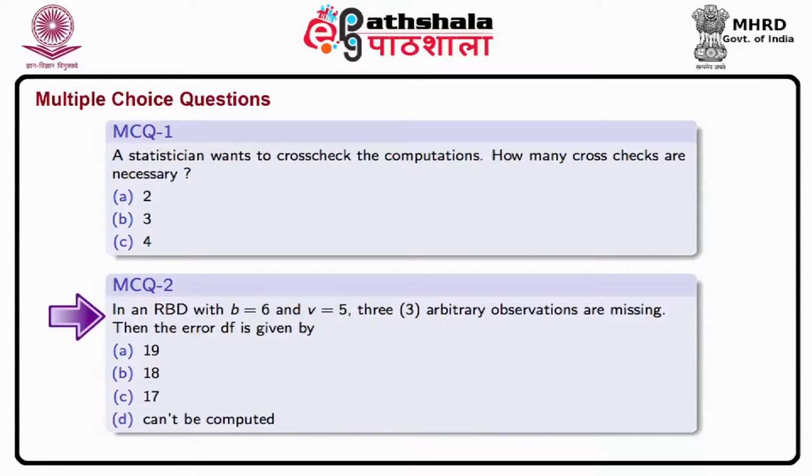Okay, what is the next question? And the next question is also based on RBD. In an RBD with B equal to 6 and V equal to 5, 3 arbitrary observations are missing.